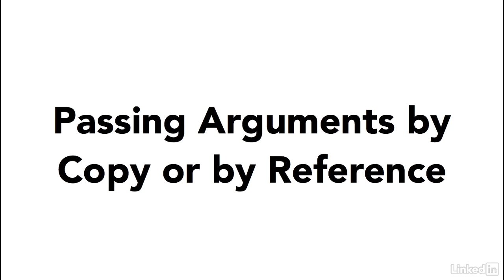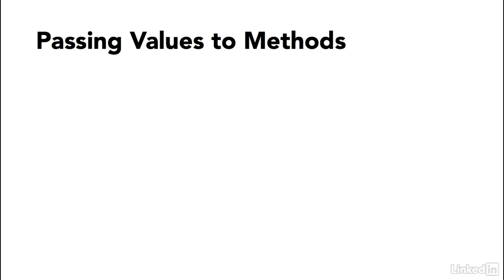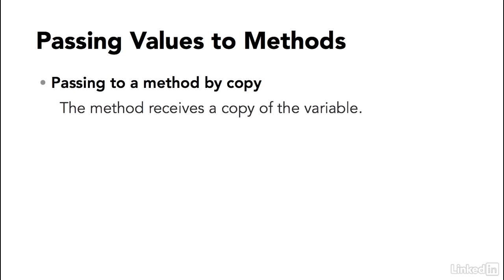One of the questions you have to answer when you learn a new programming language is whether arguments passed into a method are being passed by copy or by reference. Let's define these terms. When you pass arguments by copy, that means you're passing a variable into a function or a method, and within the method, a copy of the variable is received. It's not attached in any way to the original value before it was passed in.